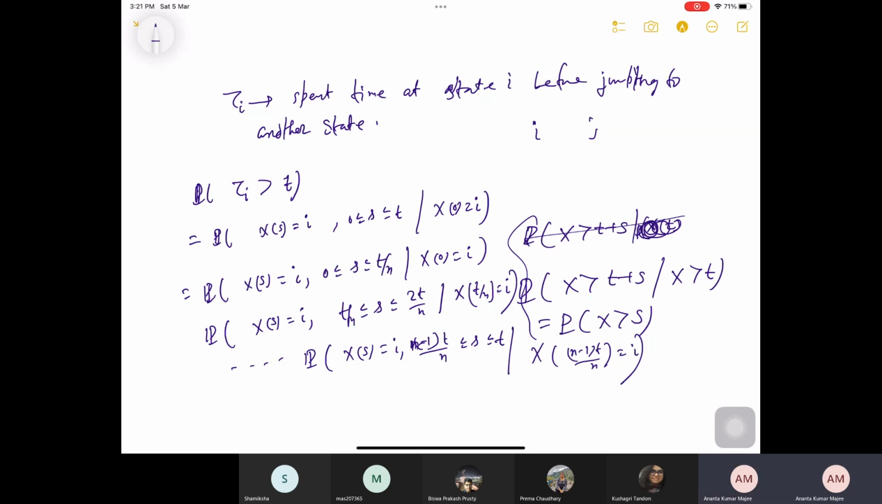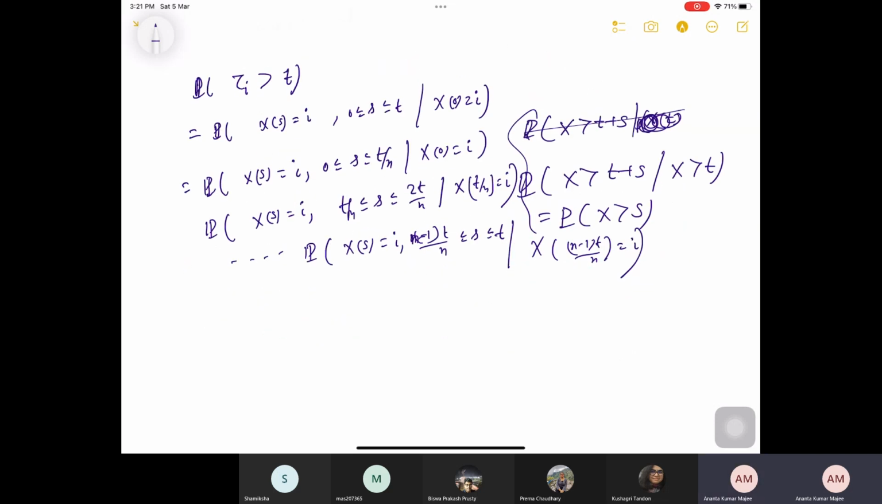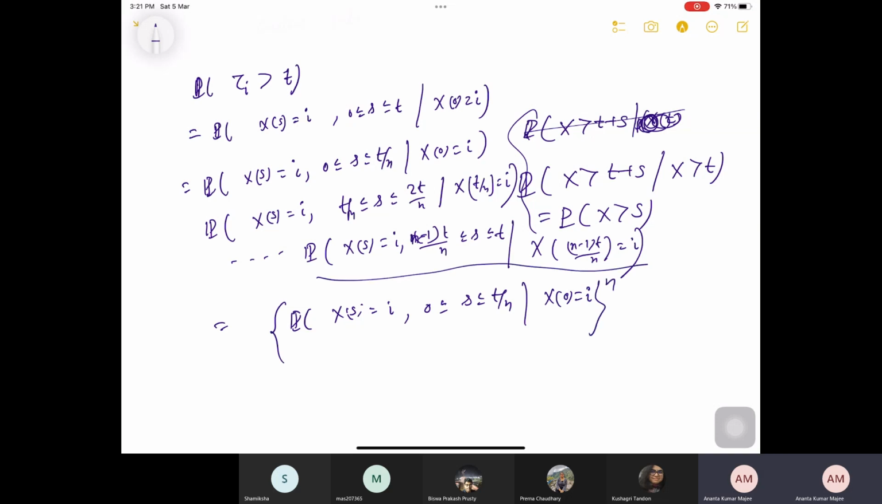Using that, I am writing these things. Because of the time homogeneity, if you look at the length, it is nothing but t by n, and hence I can write this part. This is the same as the probability of x of s equal to i, such that 0 less than or equal to s less than or equal to t by n, given x of 0 equal to i. This is whole to the power n, because all these parts are the same as this probability because of the time homogeneity.